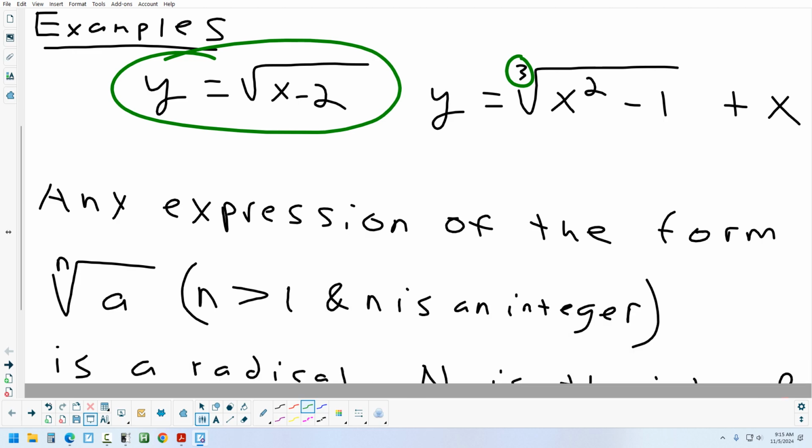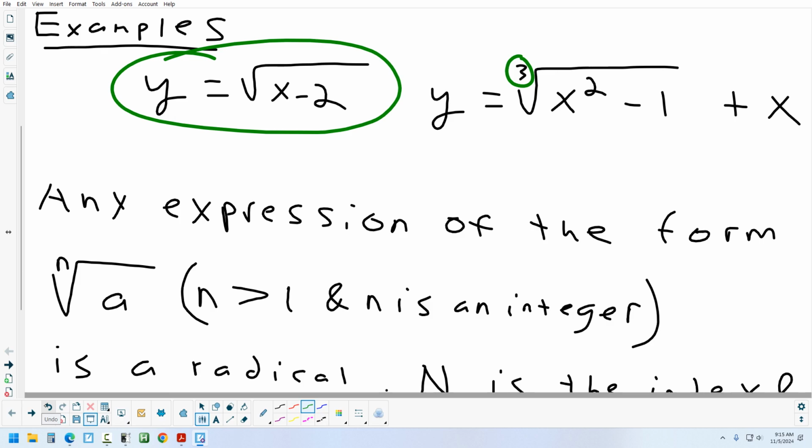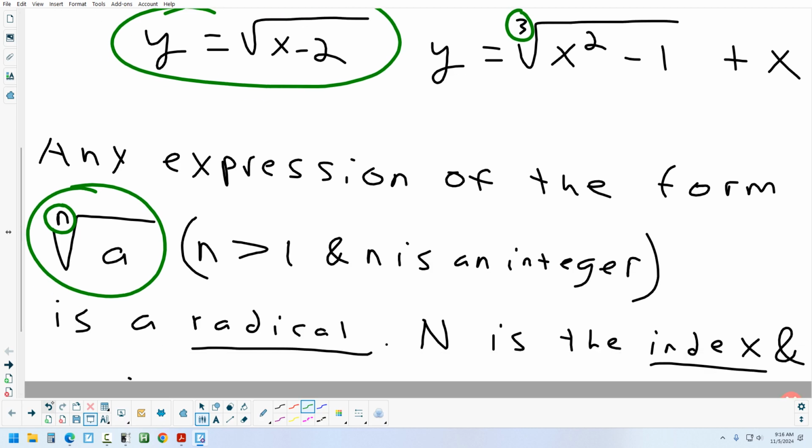So anytime that you write an expression that looks something like that, the number that you put on the outside right there has to be a number bigger than 1, and it can't be a decimal or a fraction. It has to be an integer. Okay, so it can be a 2, 3, 4, 5, 6, and any number 2 or higher. No decimal. That number that you put right there is called the index. What the index tells you is what kind of root you're working with.